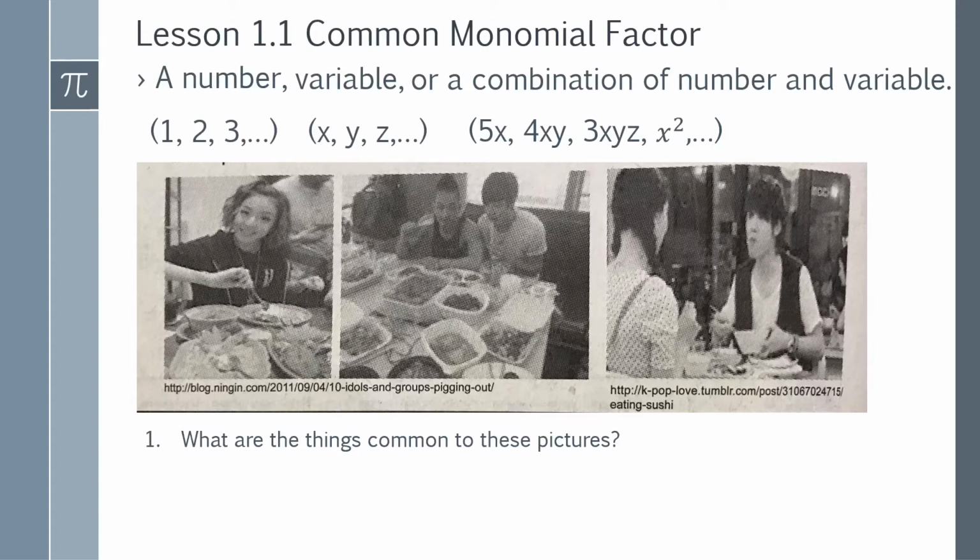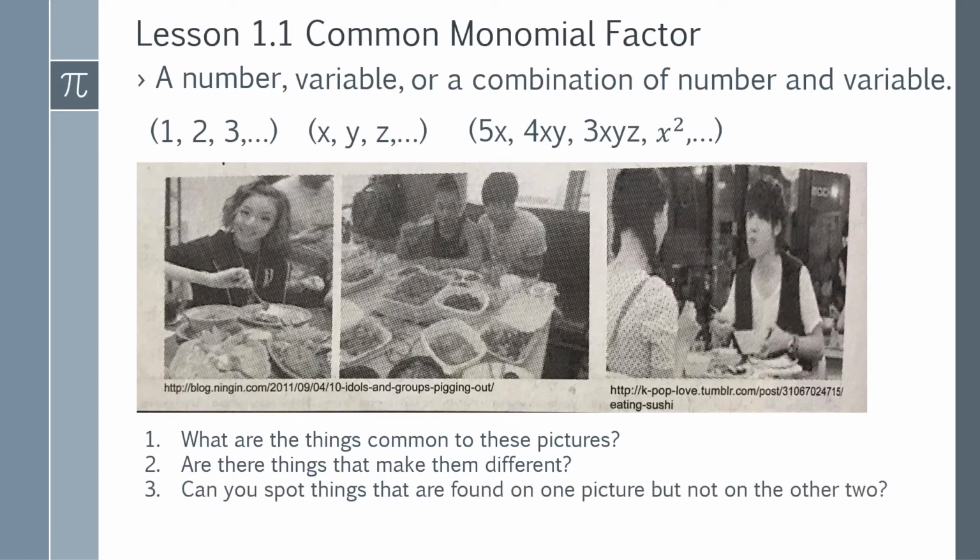Ano yung pagkakaparehas ng tatlo? So, sa tingin ko, may pagkain and may tao. Number 2. Are there things that make them different? I think yes. Tingin mo rin ba? Number 3. Can you spot things that are found on one picture but not on the other 2? Kung meron, ano yun?